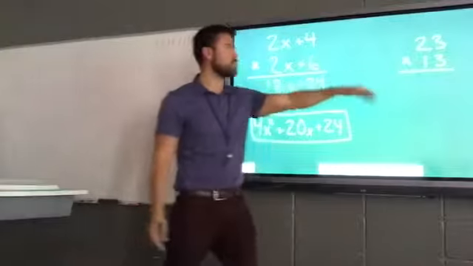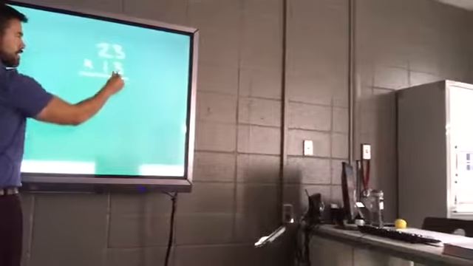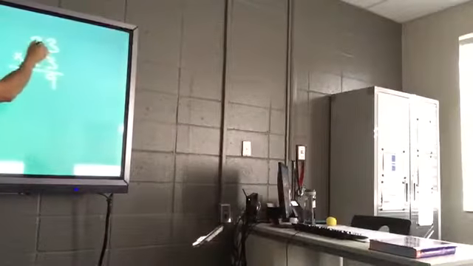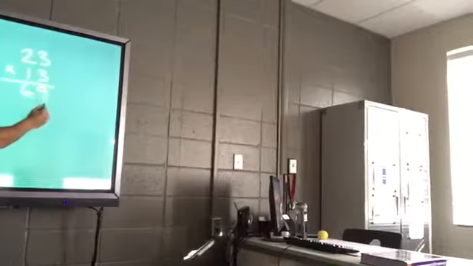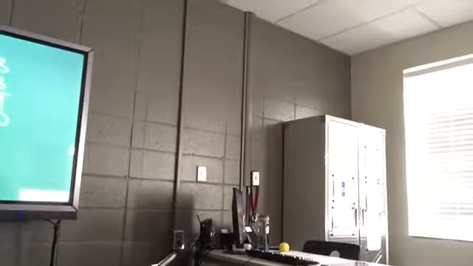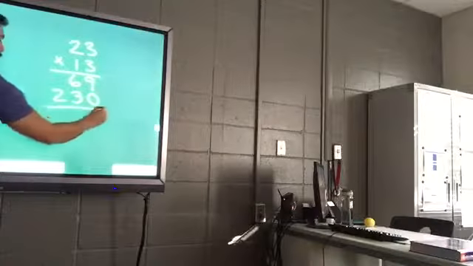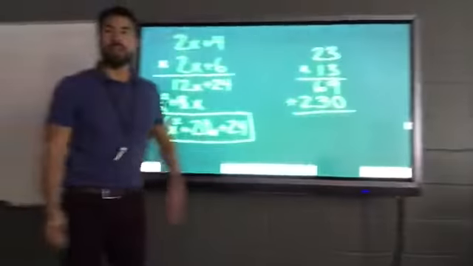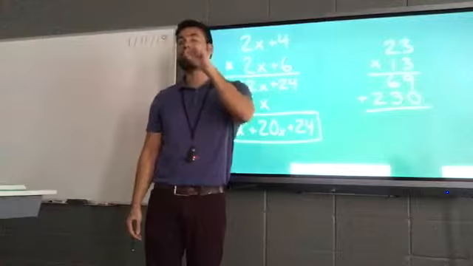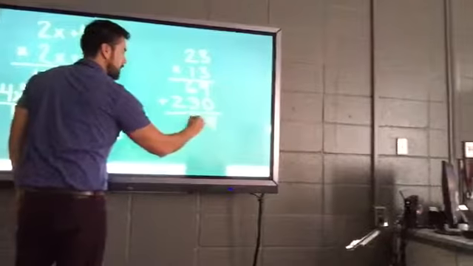23 times 13. Okay, write that down. We're going to do this basic math problem. Write just numbers. 3 times 3, 9. 3 times 2, 6. Then I put a 0 right here. 1 times 3, 3. 1 times 2, 2. And what are you going to do with those two? You're going to add them. You're adding not necessarily like terms, but you're adding like place values. So I'm going to get 299.